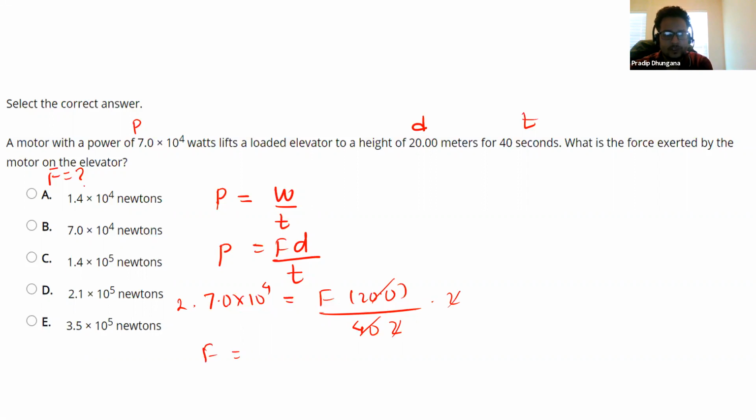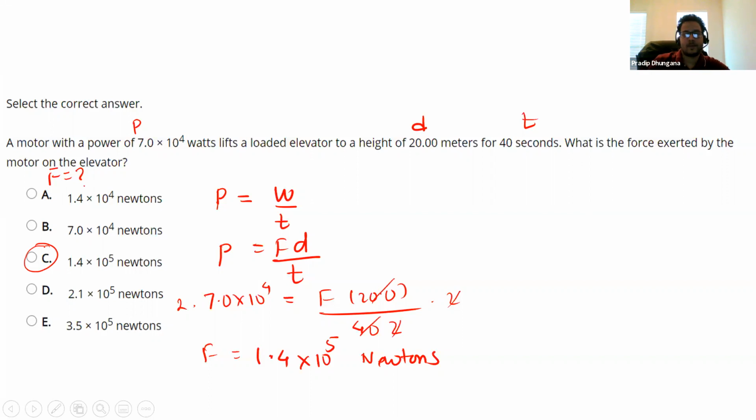2 times 7 is 14. And then you can write 14 as 1.4 times 10. And then 10 times 10 to the power 4 is 10 to the power 5. So it becomes 1.4 times 10 to the power 5 newtons. And the unit of force is newtons. So the correct choice for this problem is C, 1.4 times 10 to the power 5 newtons.